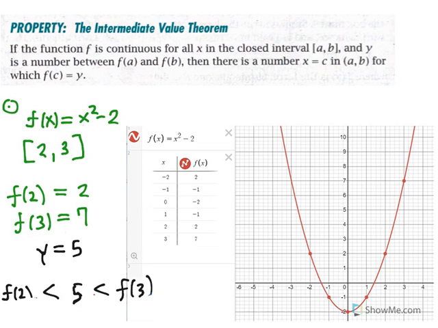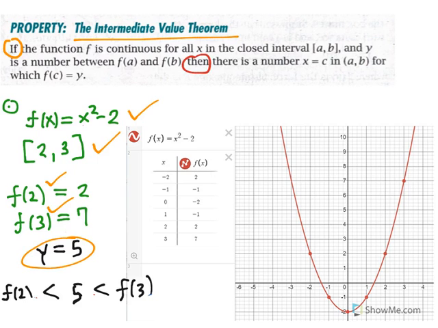So let's recap what we just talked about. In this particular problem, the intermediate value theorem applies because the hypotheses are satisfied. We have a function f that is continuous on the entire real line, and therefore it is also continuous on the interval from 2 to 3. And we have a y value that is between f of 2 and f of 3. 5 is between 2 and 7. So the hypotheses of the intermediate value theorem are satisfied, so the conclusion applies. And it gives us a guarantee.